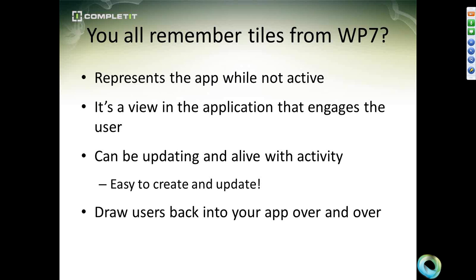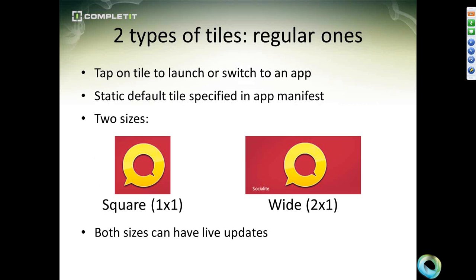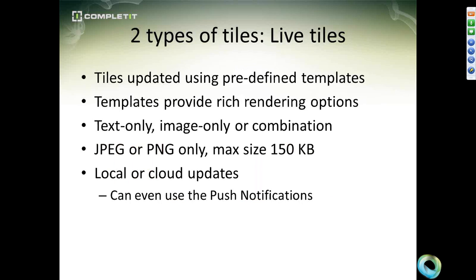It can receive updates. It can show updated content. Same thing as in Windows Phone 7. Now there are some things that are different, of course. We are running on a tablet device and we're not running on a phone. So there are two types of tiles. We have regular tiles, which just show static content. And they can be shown in two sizes, a square or a wide tile. Now, a regular tile is basically static. That's why it's a regular tile. Most of the time, you'll probably want to engage your user more to use your app by using a live tile. And a live tile contains updated content, active content.